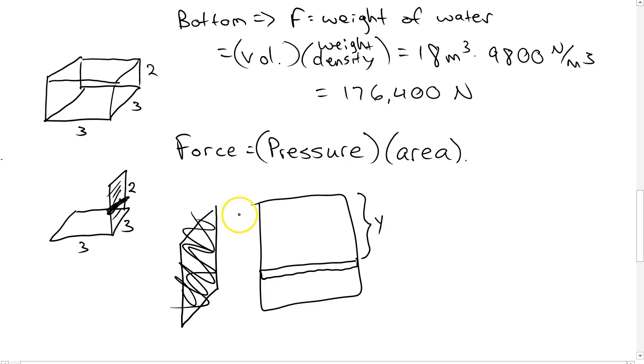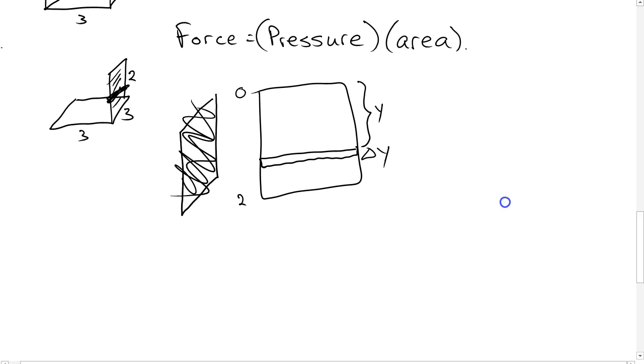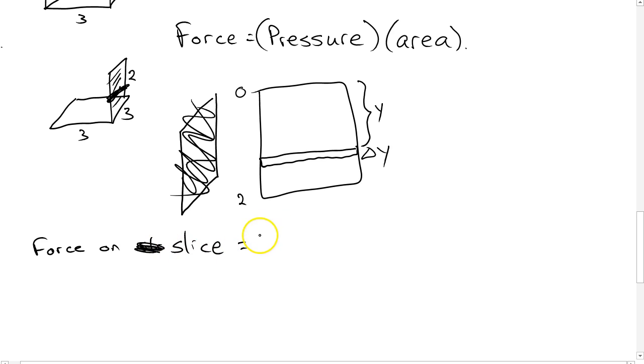And how tall is the whole thing? Well, it's 2. So let's say this is 2, and this is depth 0, depth 2. And let's make a little strip, delta y, and like always, we'll assume that everything is constant on this little strip. Okay? So I want to first find the force on the strip. Or let's call it a slice to maintain what we've been doing. So the force on one slice is going to be the pressure on the slice, which again only depends on the depth, times the area of the slice. Okay? Because I can assume that that slice is thin enough that the pressure is constant everywhere on the slice.